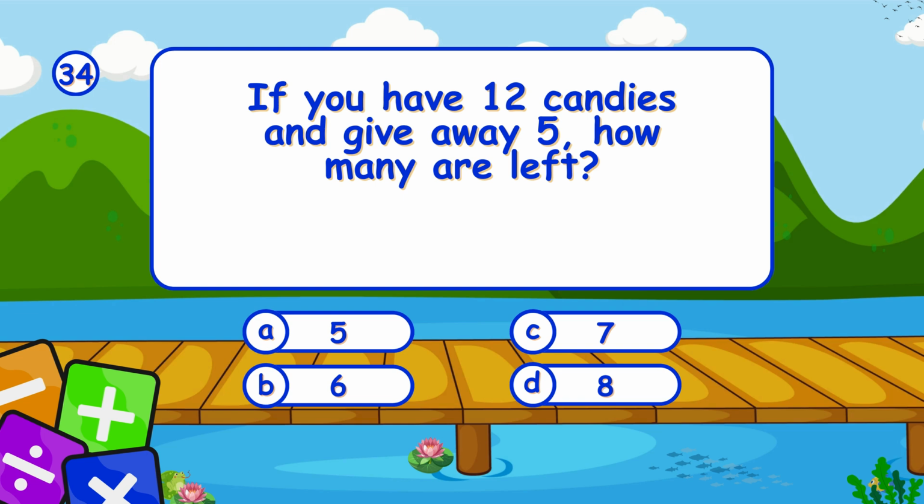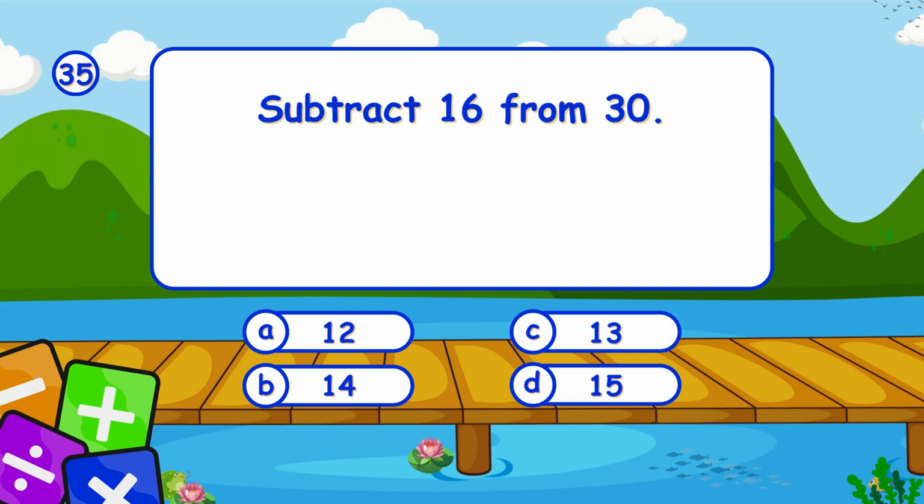If you have 12 candies and give away 5, how many are left? It's C, 7. You have 7 candies left after giving away 5. Subtract 16 from 30. It's B, 14. Subtracting 16 from 30 leaves 14.